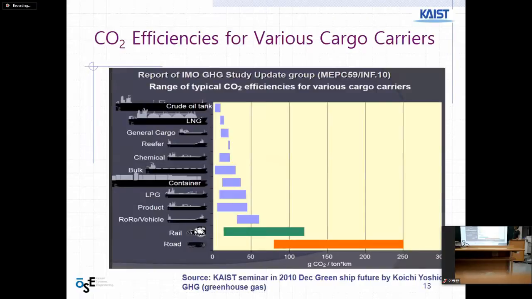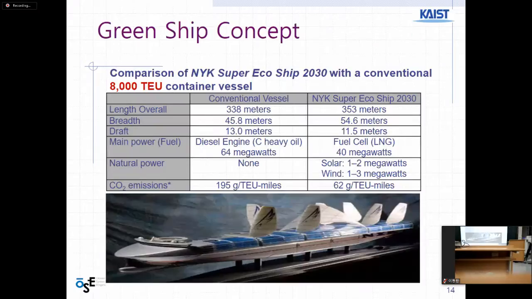But this is just a rough comparison because this is a big ship, the biggest ship, so per ton, you need to know that it is ton-kilometer divided by grams of CO2 generation. So a small one is not good, right? Truck is smallest, then rail, and smaller ships, and then big ships. But you can see that the size difference is 100 times. Green ship concept.